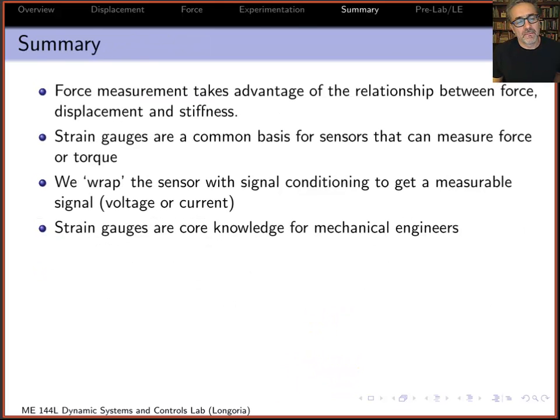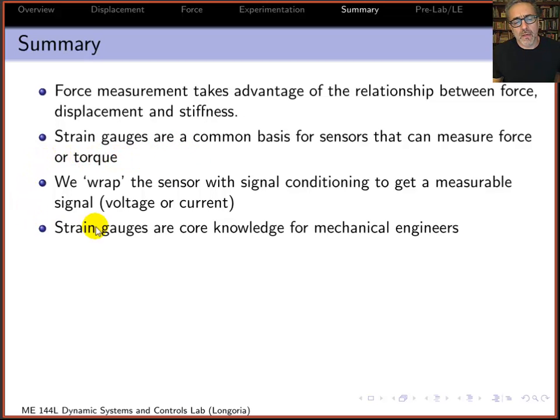All right, so in summary, I really want you to walk away with a sense of how, in force measurement, there's an intimate relationship between force, displacement, and stiffness in all of these sensors. Strain gauges are very, very common for many of the sensors that are used for force and torque measurement.